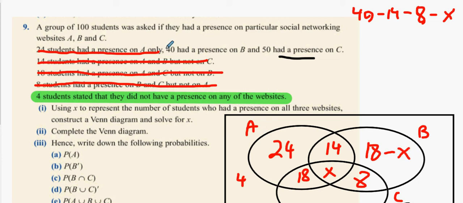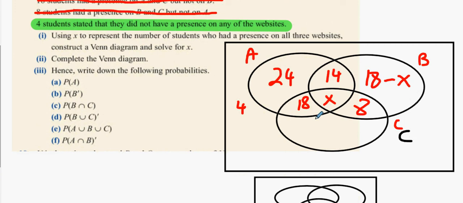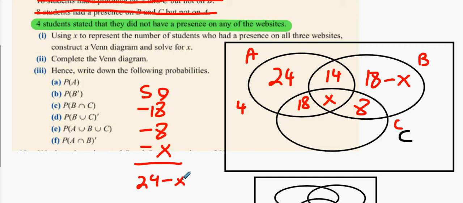Next part. 50 had a presence on C. So 50. What do we get here then? 50 take away 18 take away X take away 8. And what do we get? 24 take away X. We all cool with that?